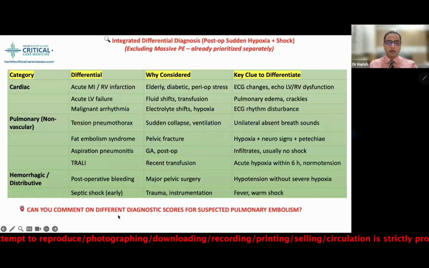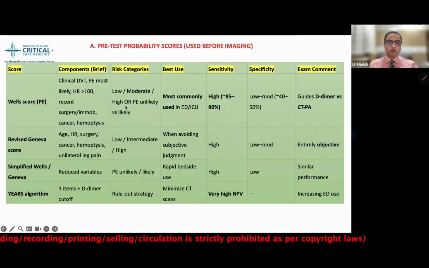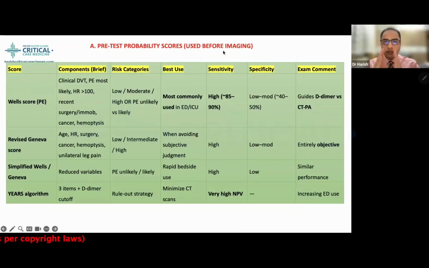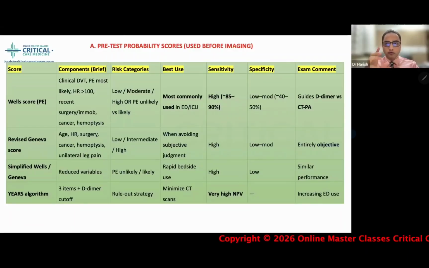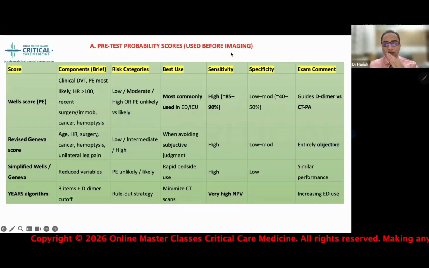So can you comment on different diagnostic scores for suspected pulmonary embolism? Okay. So we have many pre-test probability scores which we can use before imaging. So this is an overview of the scorings. The examiner may be interested to understand what you know about the scoring system in terms of sensitivity, specificity, and where we can use it. Even if you don't remember the different components in each score, at least you should know where to fit these pre-test probability scores. So use it before making any imaging arrangement.